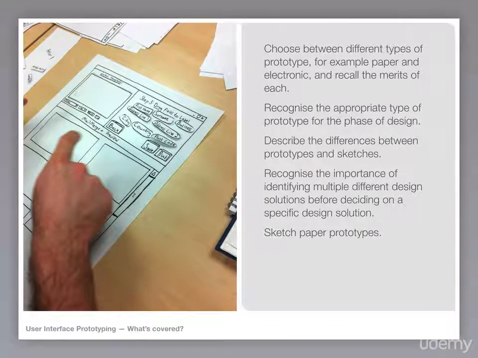You need to be able to recall the strengths and weaknesses of each type of prototyping tool as well, because you also need to be aware that these prototypes can take various forms from paper to electronic, and really the purpose of a prototype is about supporting validated learning by asking and answering design questions. So you should also be able to recognize the appropriate type of prototype for the phase of design that you're in. It may well be that an electronic prototype is most appropriate in the phase that you're in, or it could be a paper prototype.